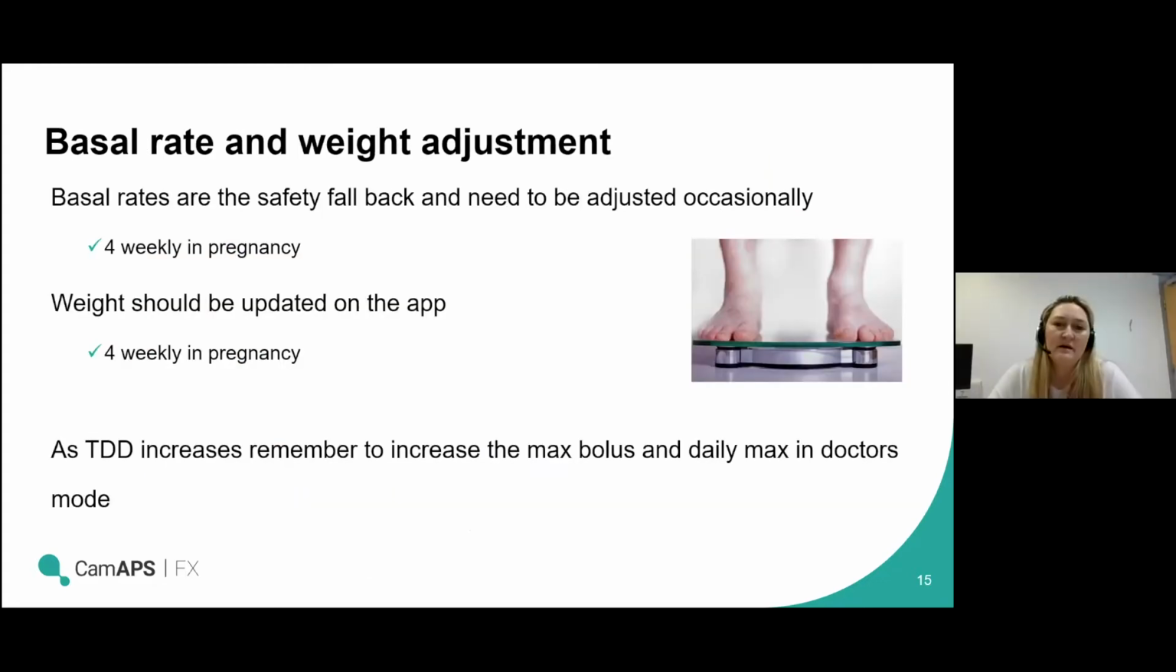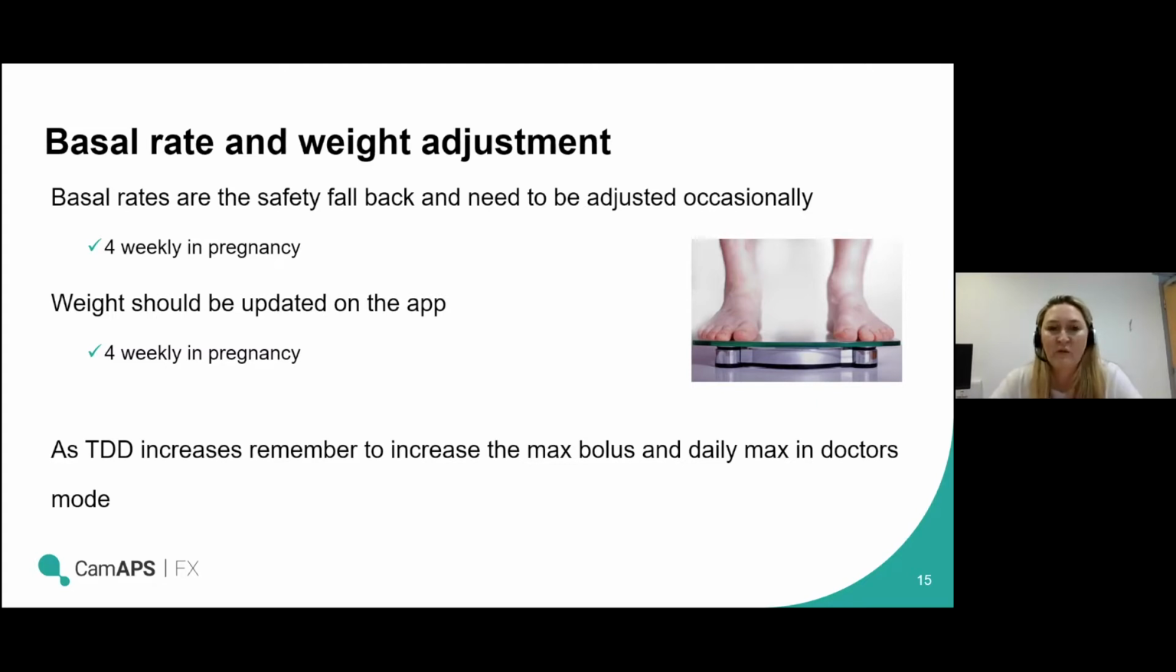So other things that you might need to adjust when thinking about pregnancy is the basal rate. As Charlotte said, the pump basal rates aren't used when the system is in auto mode, but they are important for the safety default. If the pump reverts to open loop, the system will revert back to those preset basal rates. So it's important, as the total daily dose increases as pregnancy goes on, that those basal rates are adjusted and upped on a regular basis, about 4 weekly.